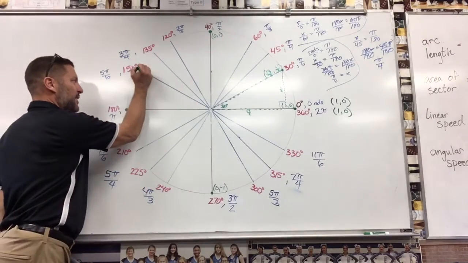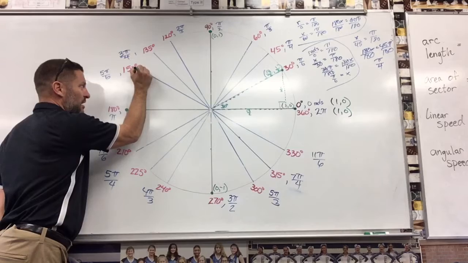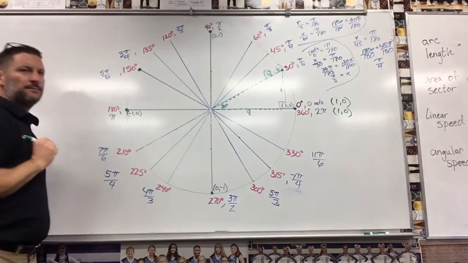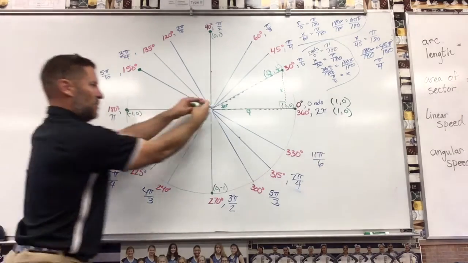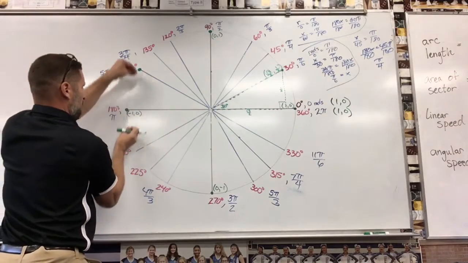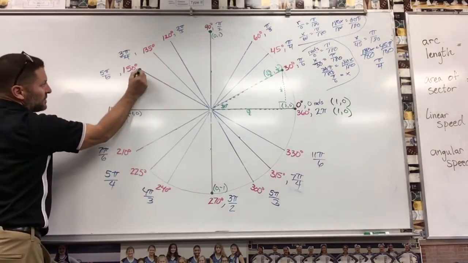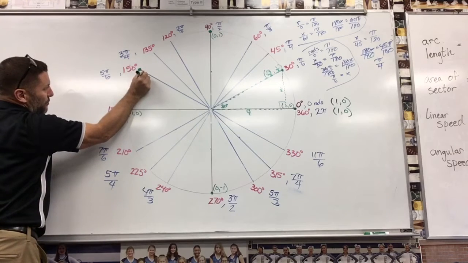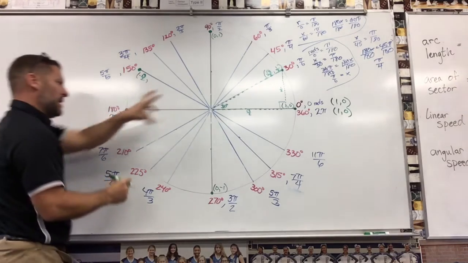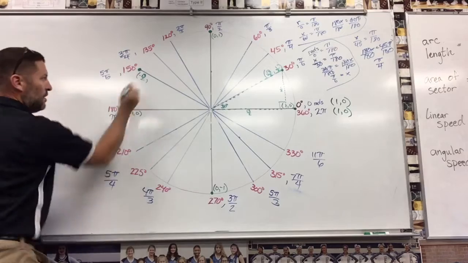All right, let's see if you guys can take a little jump here. I want that ordered pair. Negative root 3 over 2 to the left. And then up how much? 1/2.